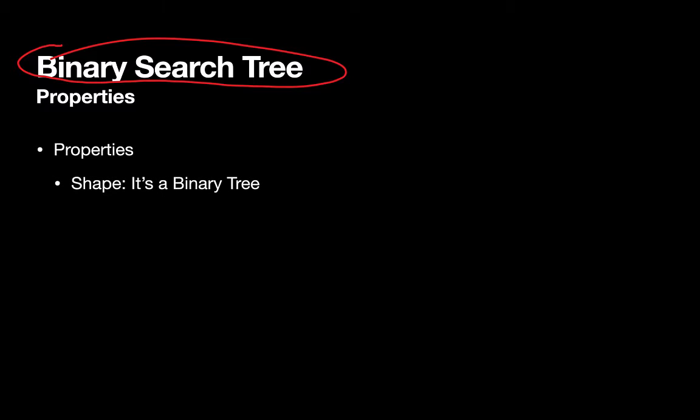Last week, one of our main implementations that we concluded with was the binary search tree, or the BST. It had a couple of different properties. The first one's kind of obvious. It is, in fact, a binary tree. So nodes can have no more than 2 children, so 0, 1, or 2 children.